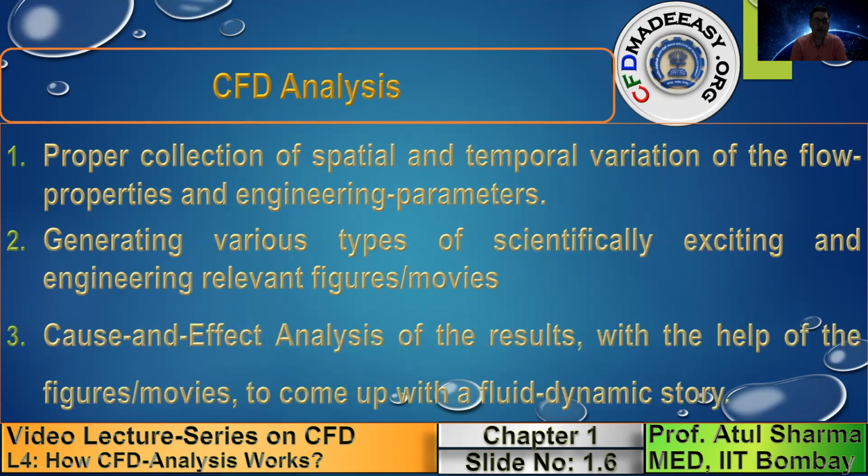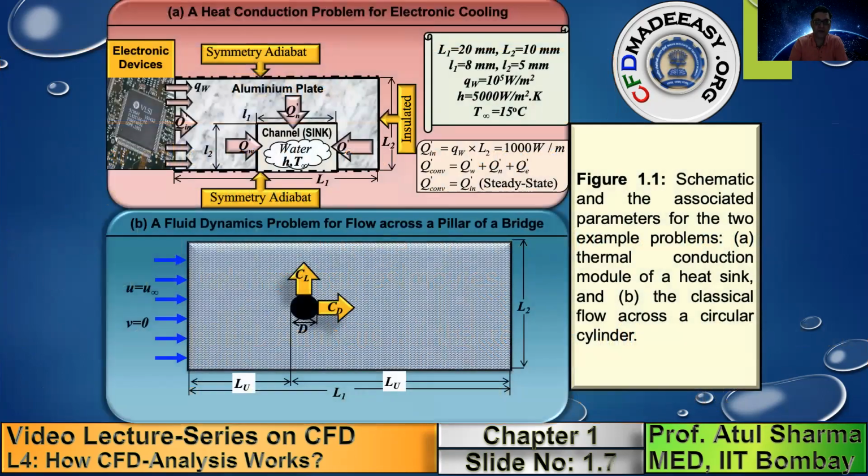So step 3 corresponds to cause and effect based analysis of the results with the help of the 2 types of fluid dynamics movie, to come up with a fluid dynamic story of the problem under investigation. These are the 2 problems which will be taken, and the movies will be shown to you. The first problem corresponds to a heat conduction problem for electronic cooling, and the second problem corresponds to a fluid dynamics problem for flow across the pillars of a bridge.